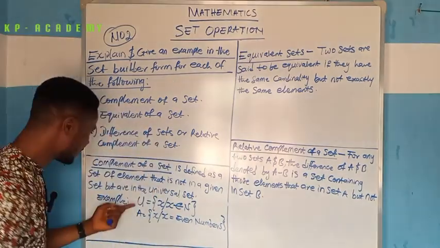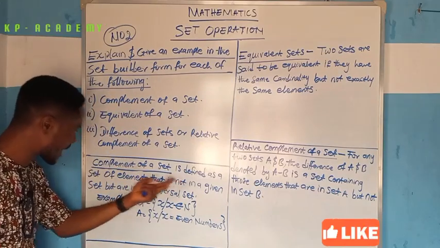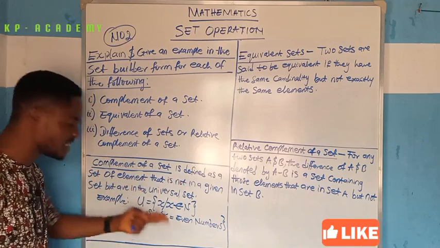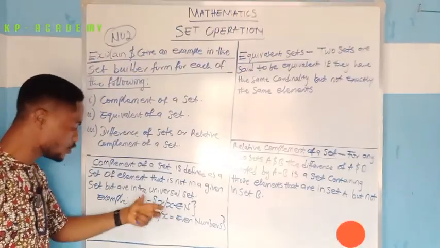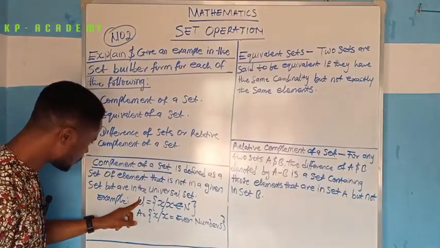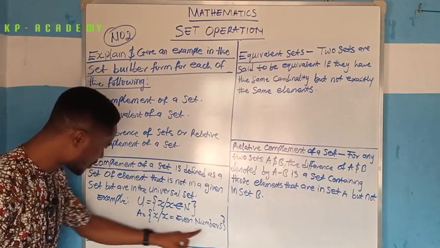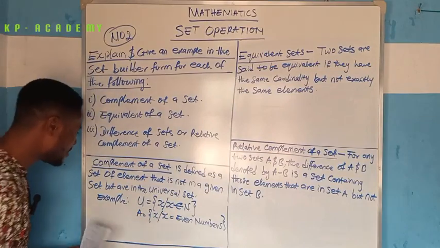Very important. So now, if this is the set U, I'm bringing this in because I've already explained what they asked me to explain. Now I'm trying to use the set builder method, or set builder form, to give my examples. All right. So if this is set U, which is the set of all natural numbers, and this is set A, which is the set of all even numbers, now A complement will be what?